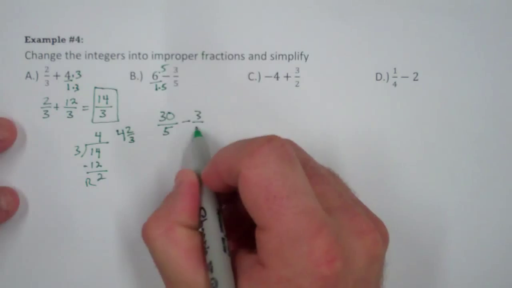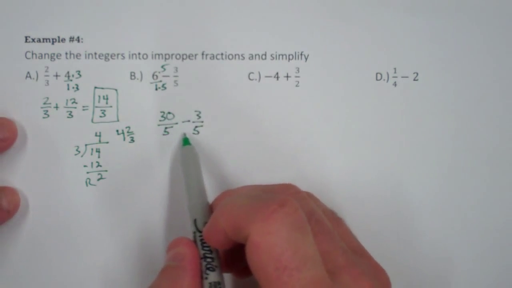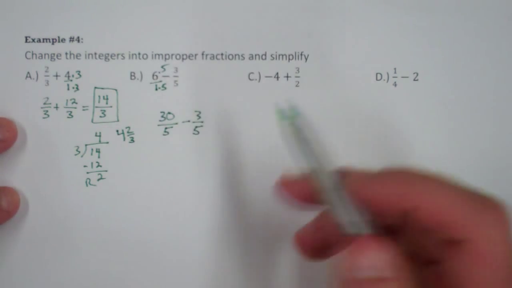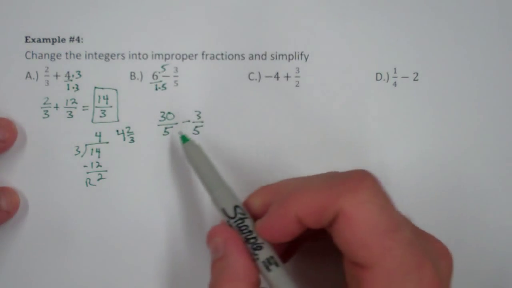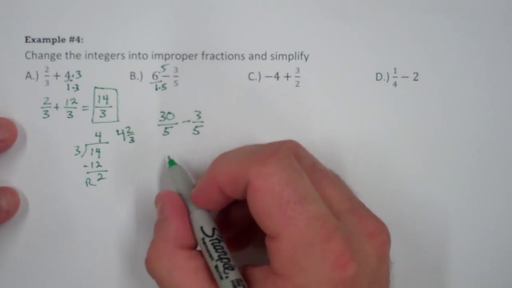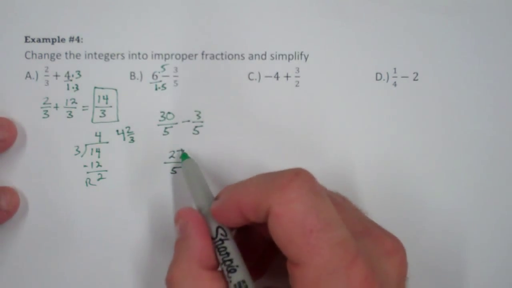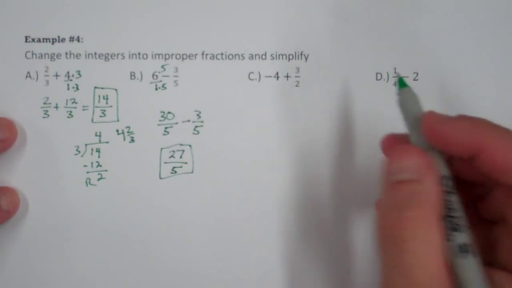The reason why we do need to change the way 6 looks is because we have a denominator of 5 here, and when we're comparing two numbers or two fractions, we need to compare equally sized pieces, which is this bottom part. So 30 minus 3 is 27, and that'll be over 5. And that's already in simplest form.